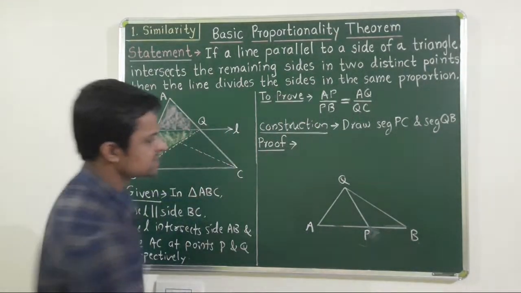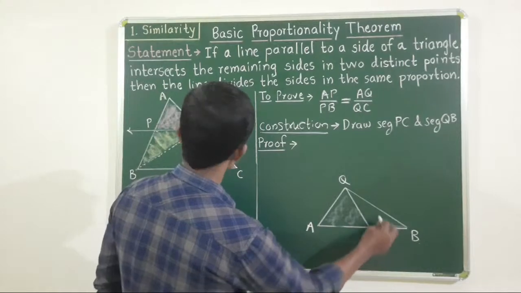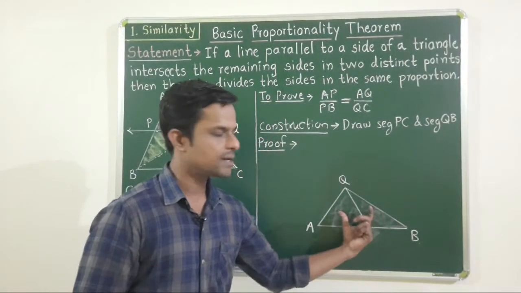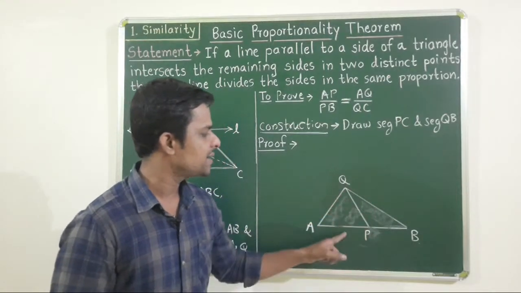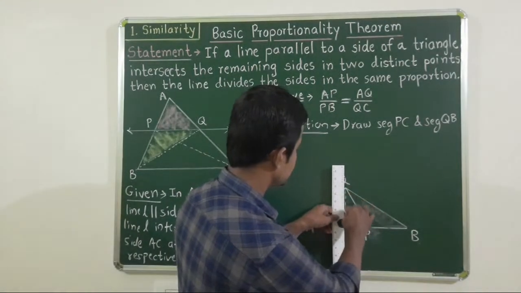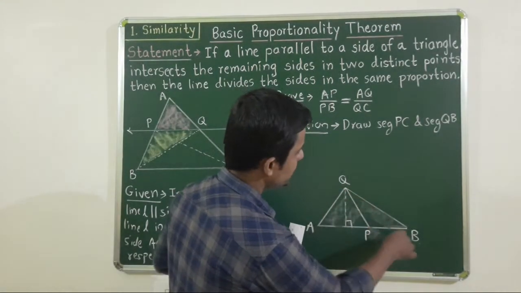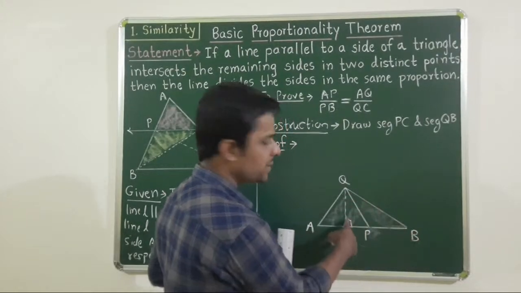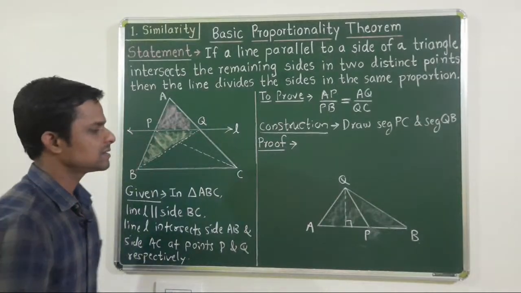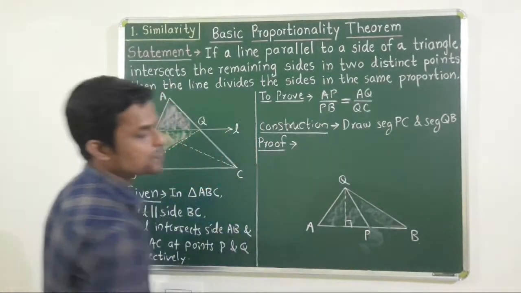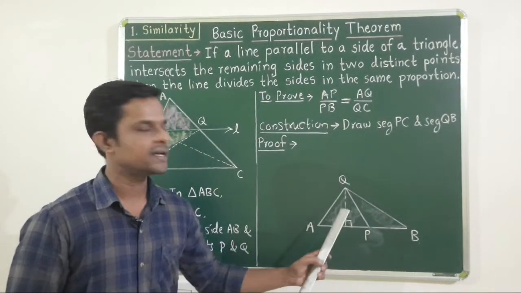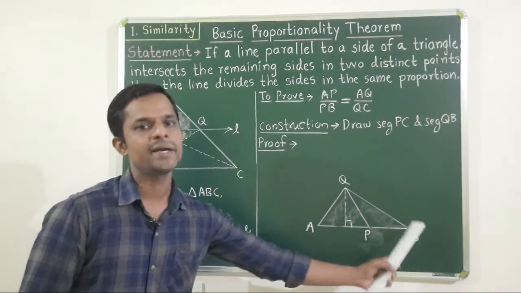Observe these triangles, that is triangle APQ and this one. These two triangles are having the same height. Means if you draw the height of triangle APQ, it will be like this, and if you draw the height of triangle PQB, it will be again like this. Means these two triangles are having the same height, and by using the previous property, that is if two triangles are having the same height, then the ratio of their areas will be equal to the ratio of their corresponding bases.